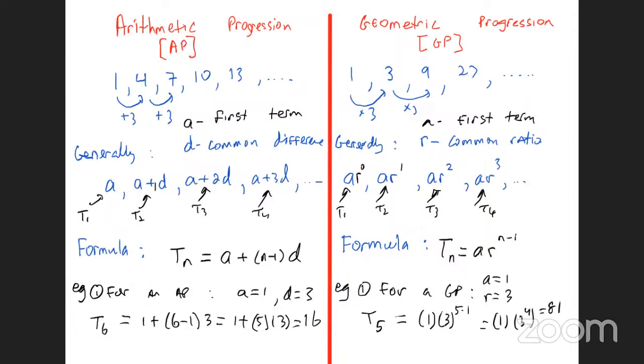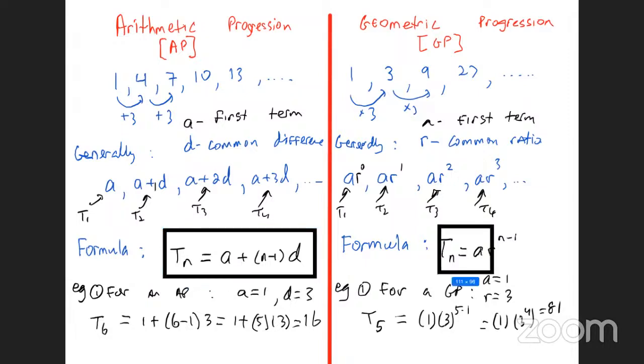What's the main thing to learn? The main thing to learn is this and this: how to find any term in an AP and GP. If I'm not mistaken, on the front of the sheet, there's something that gives you that, I think. Yeah, I think so. All right, let's go again. Any questions online?